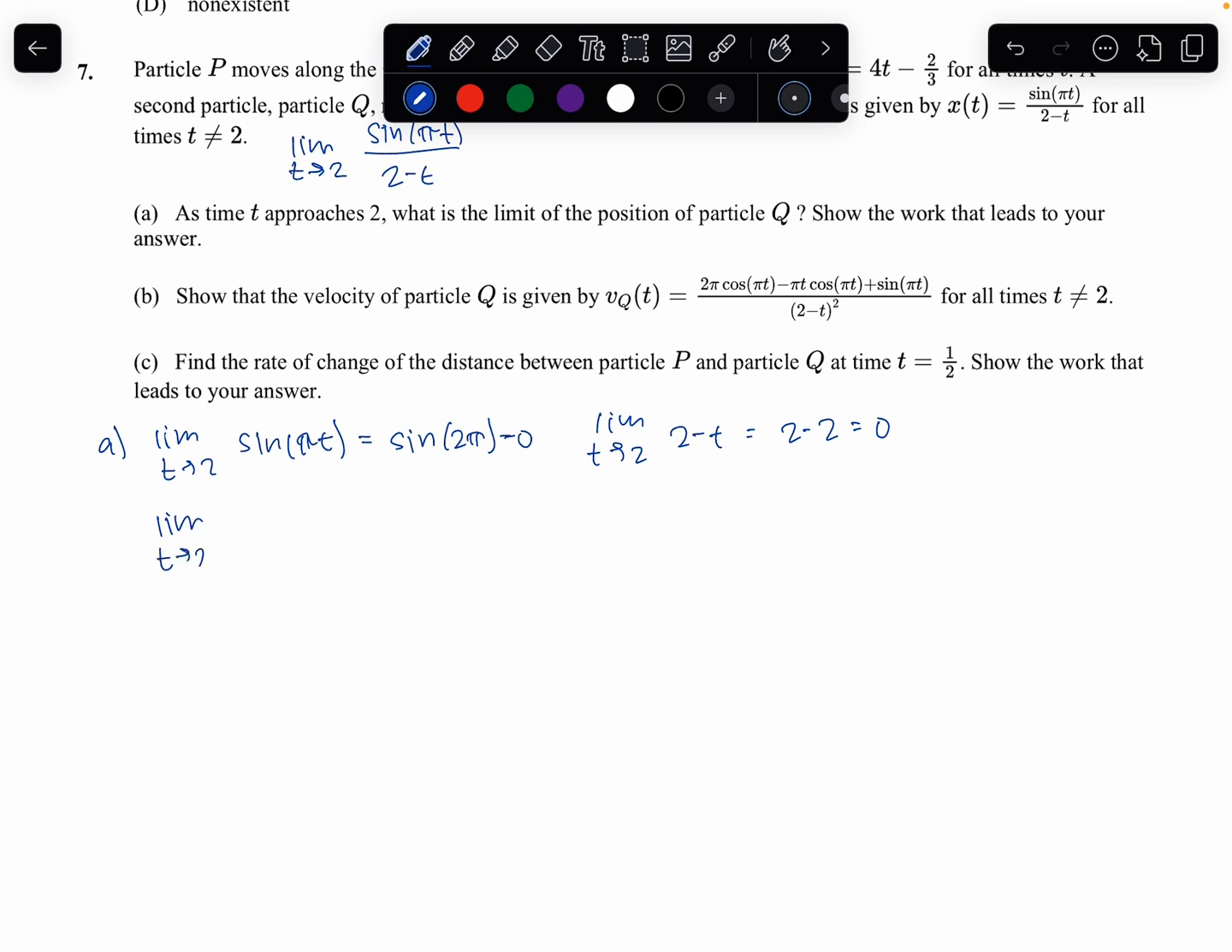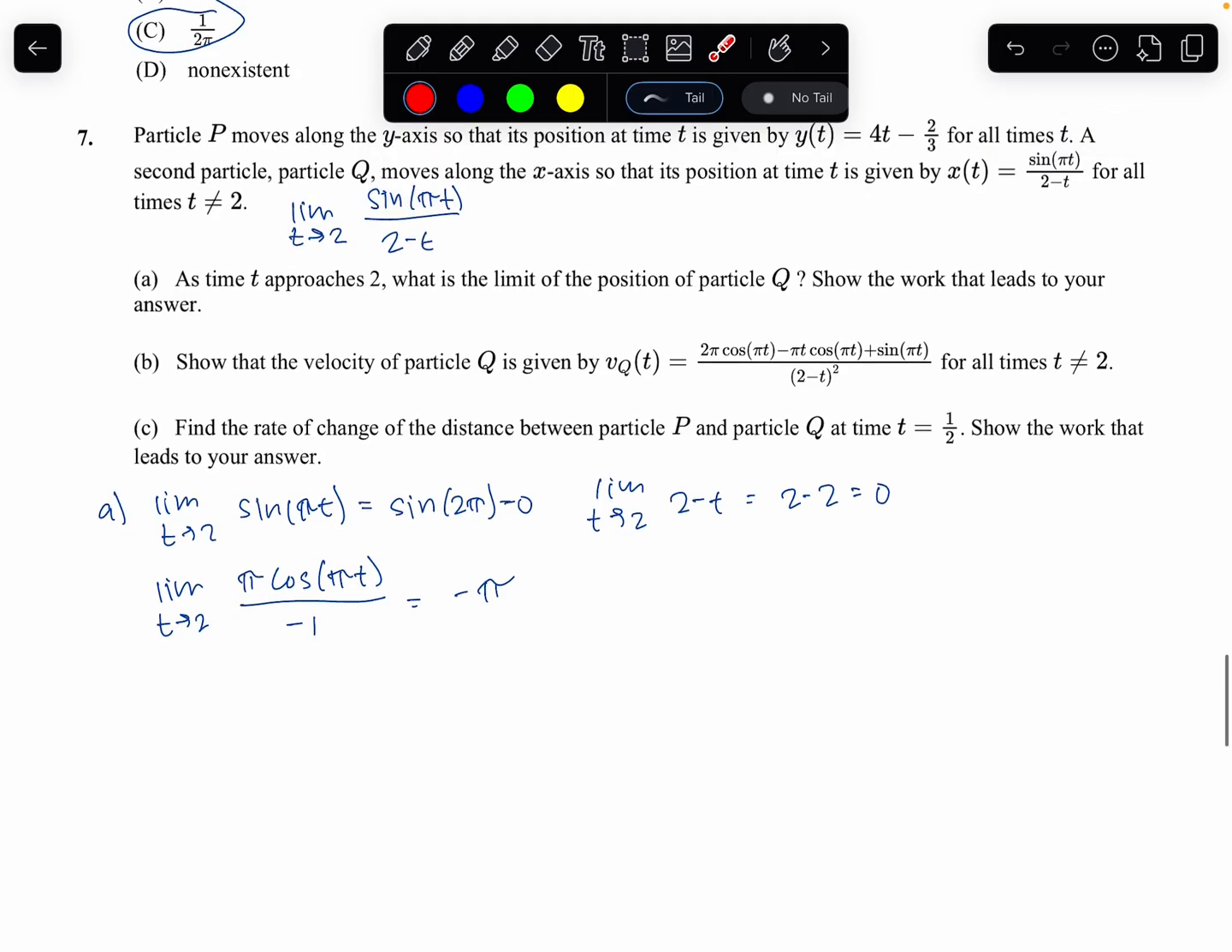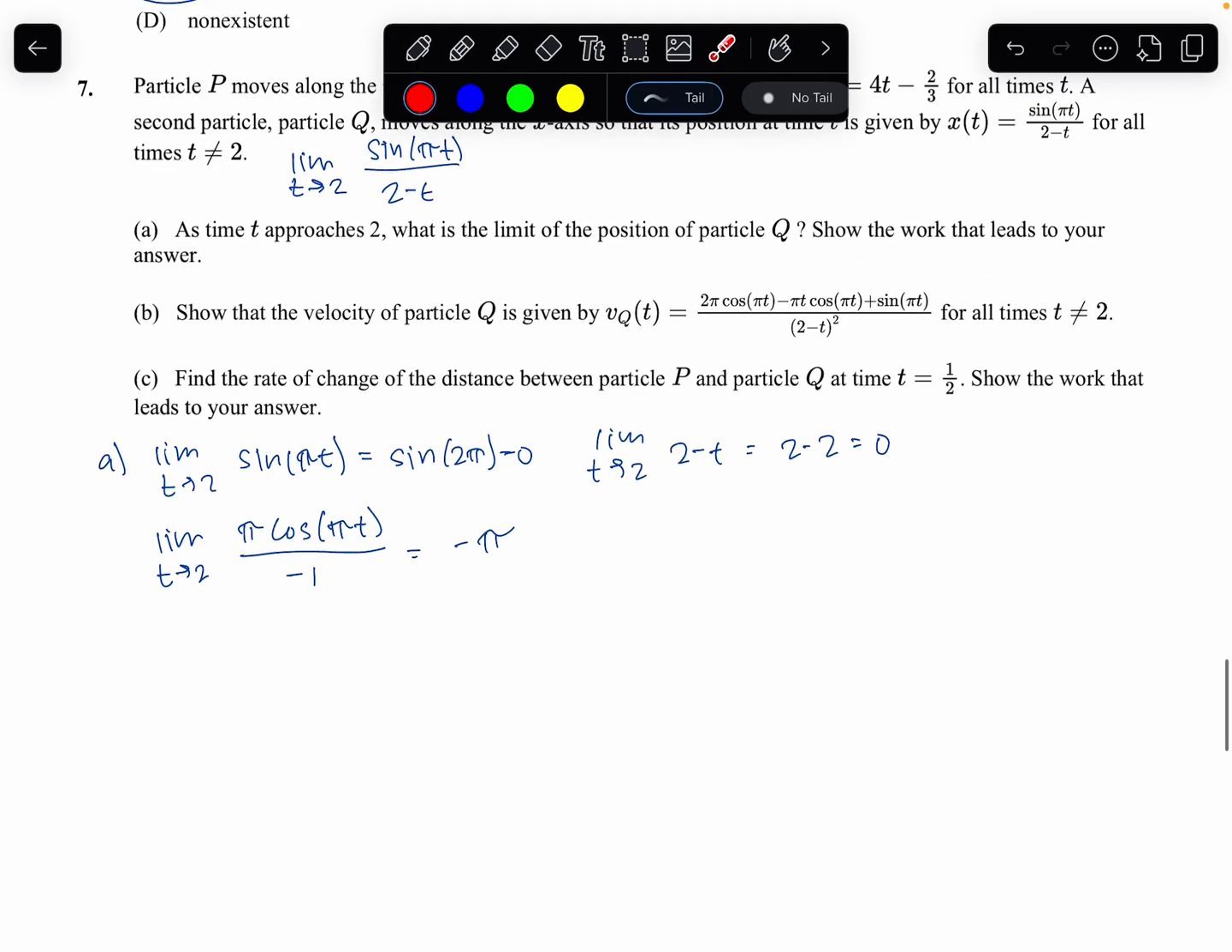So the limit as t approaches 2, the derivative of the top is going to be pi cosine of pi t all over negative 1. Okay, and if I plug in 2 right here, I get cosine of 2 pi, and cosine of 2 pi is 1, so I get negative pi as my limit. Cosine of 2 pi is 1, yes. Okay, that's the limit there.